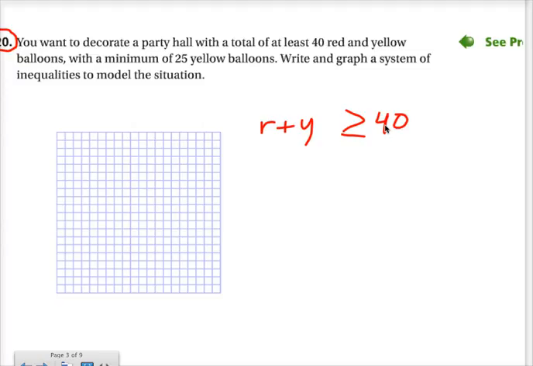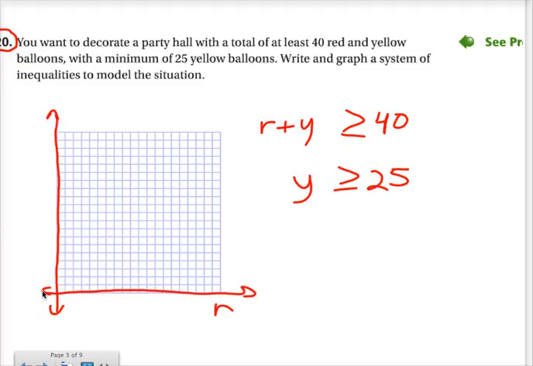But then it does say there has to be a minimum of 25 yellow balloons. So the yellows need to be greater than or equal to 25 is what they're really saying there. And so that system represents what's going on. And then what I need to do is figure out how I'm going to graph this. So I think I'll put my red balloons on my x-axis and my y balloons up my y-axis.